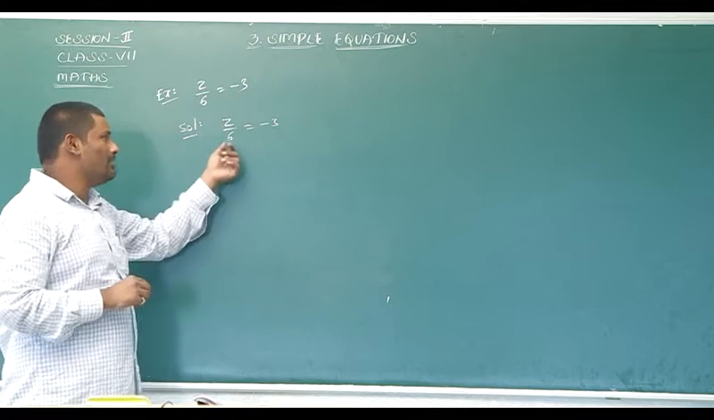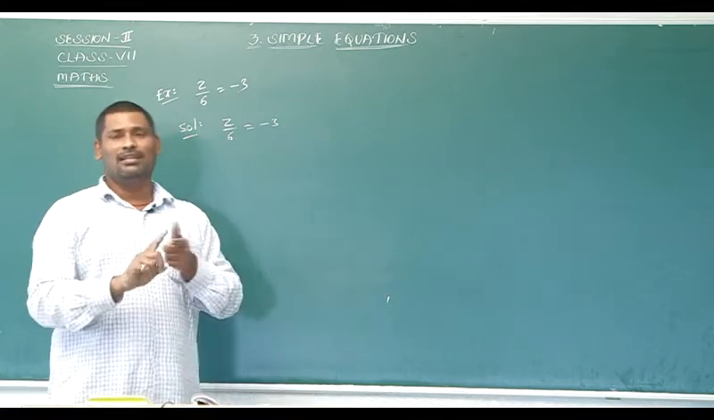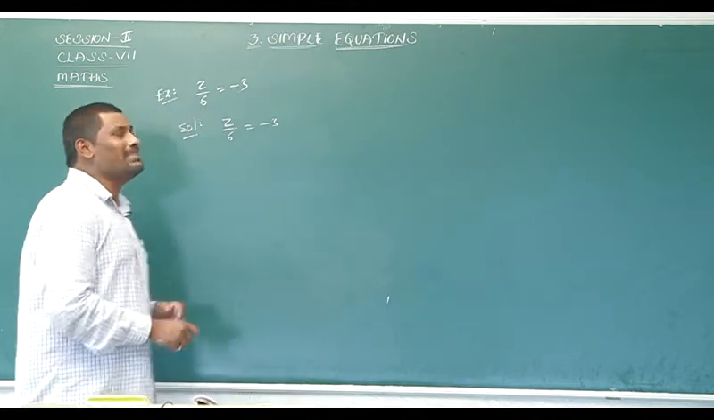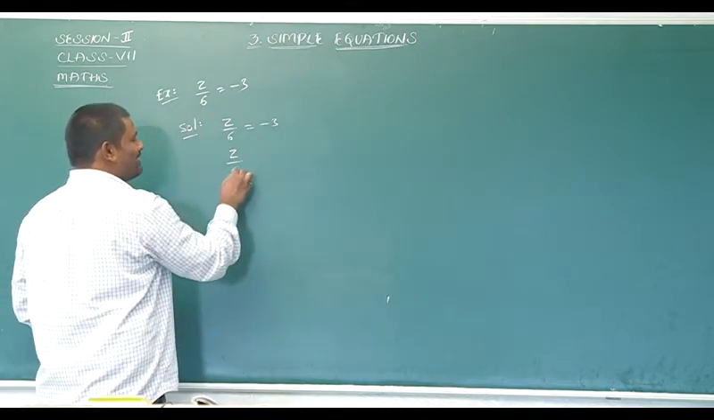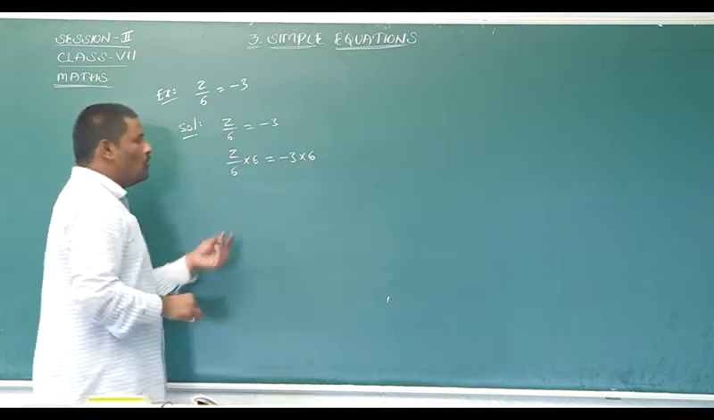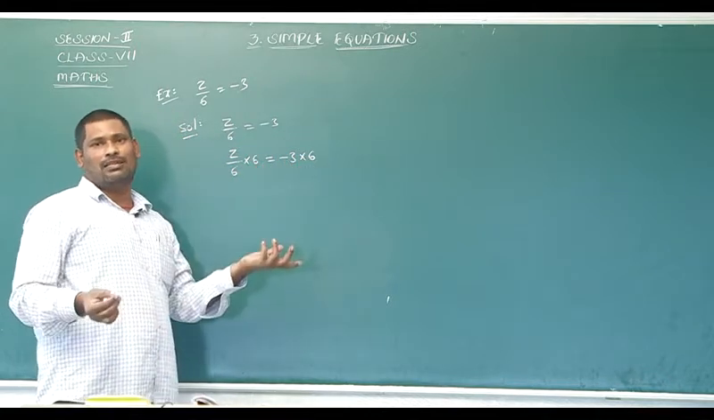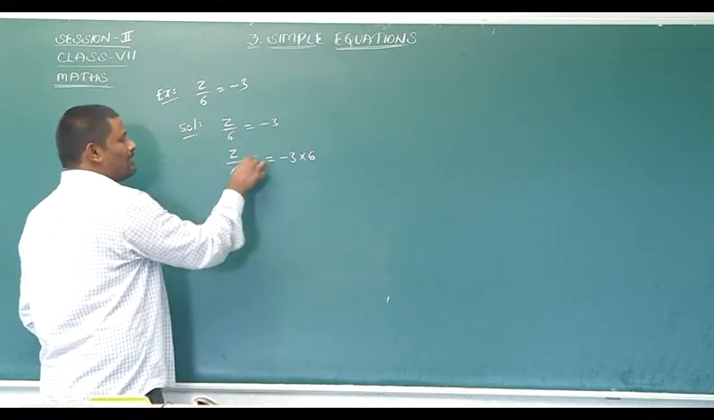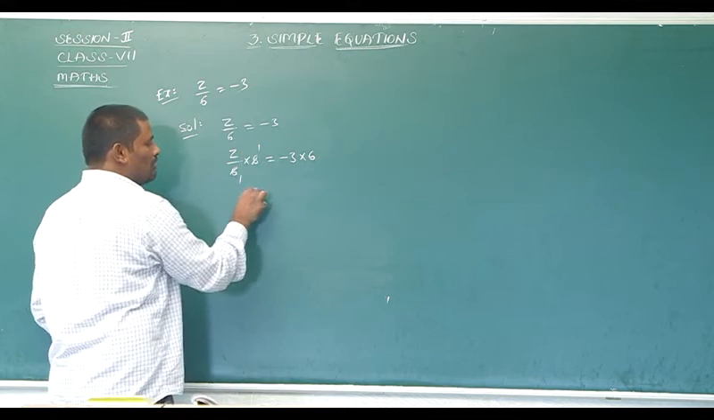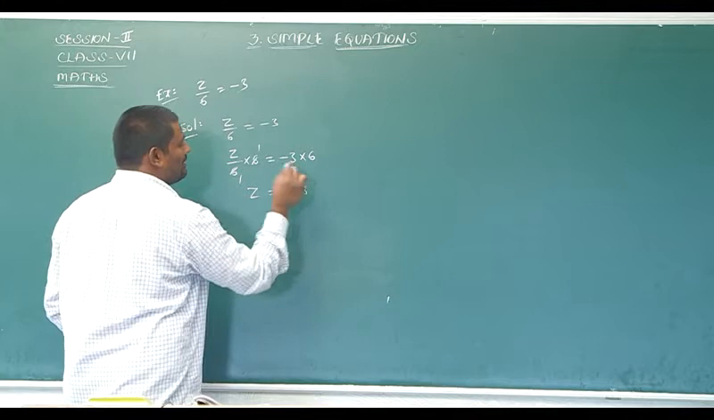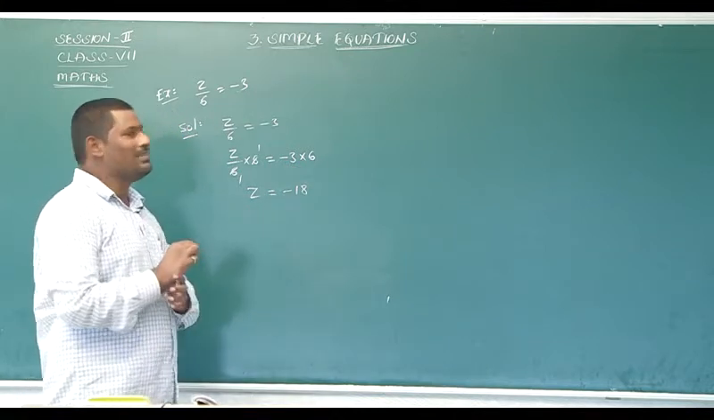I want to remove the denominator 6. Then what shall I do here? I can multiply the same number on both sides. So I multiply by 6 on both sides. z by 6 into 6 equal to minus 3 into 6. We can multiply the same number on both sides, then the value and equality don't change. Here 6 ones are 6 and 6 ones are 6. So z into 1 means z equals minus 3 into 6, which gives minus 18. So z equal to minus 18 is the solution.